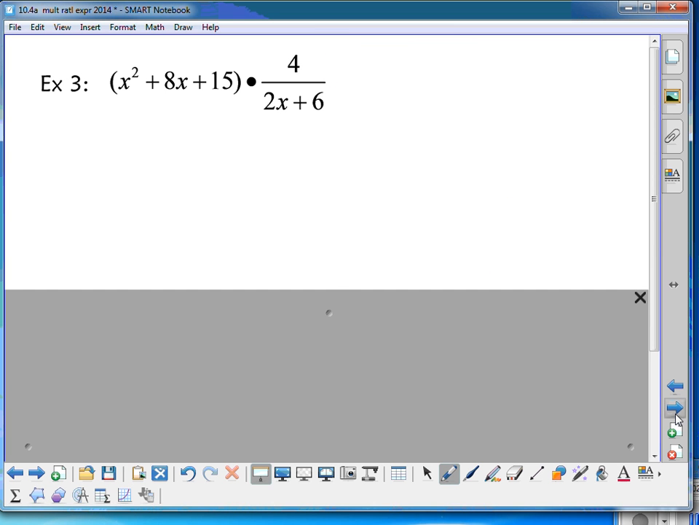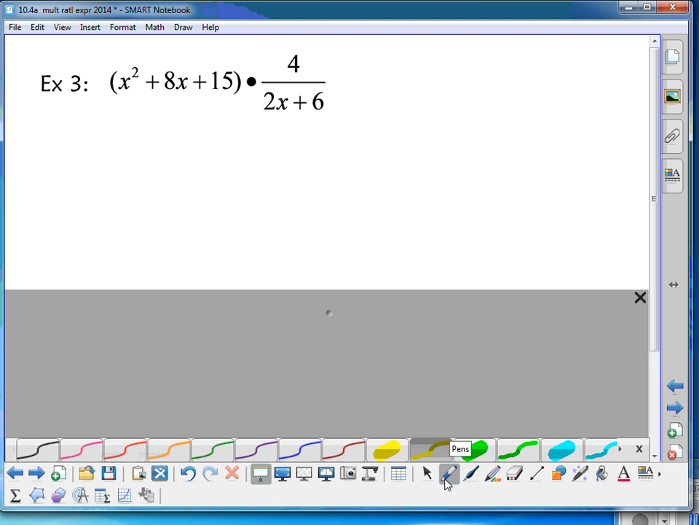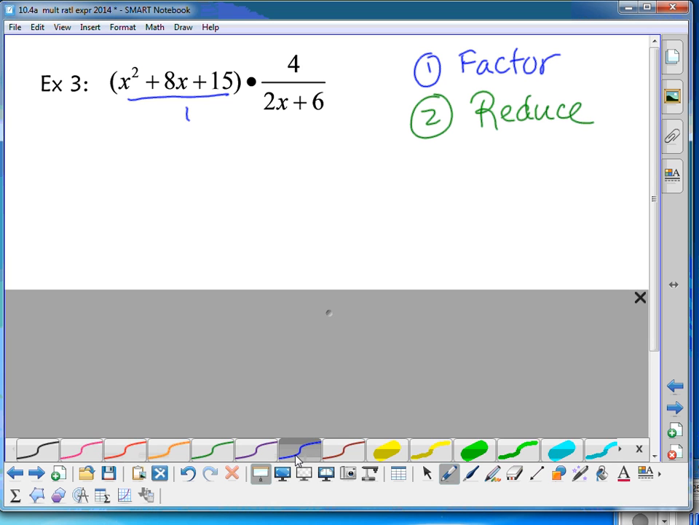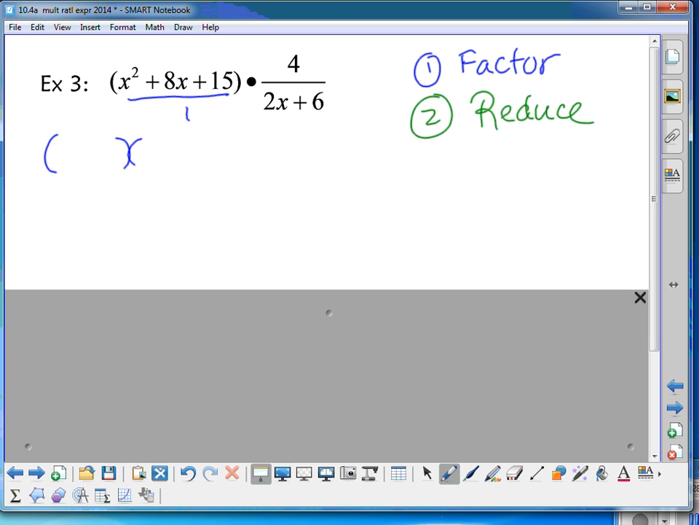Now I'm multiplying a polynomial times a rational expression, but you do this just like if you were doing a whole number times a fraction. You basically just turn it into a fraction by putting it over 1. And then we're going to factor it. And after we factor it, we'll reduce and multiply it. All right, so I need to factor x squared plus 8x plus 15. And then it's going to be times 4 on top. And then we're going to factor the 2x plus 6 also.